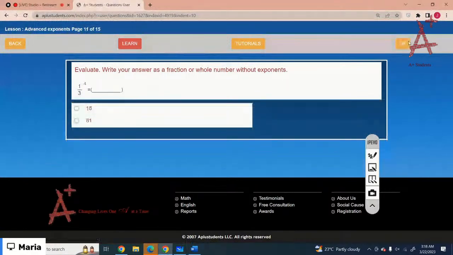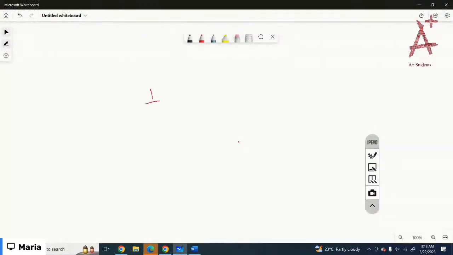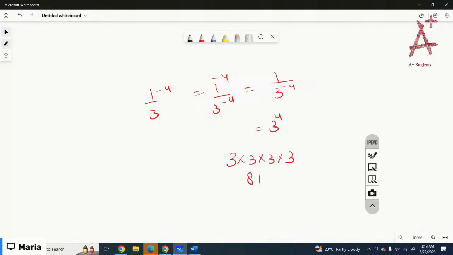Okay, the next one is 1 over 3 exponent negative 4. So it would be 1 exponent negative 4 and 3 exponent negative 4. So 1 exponent negative 4 is 1. Make the 3 exponent positive. It would be 3 exponent 4. Let's just do 3 times 3 times 3 times 3. That would be 81. Yes, the correct option is 81.